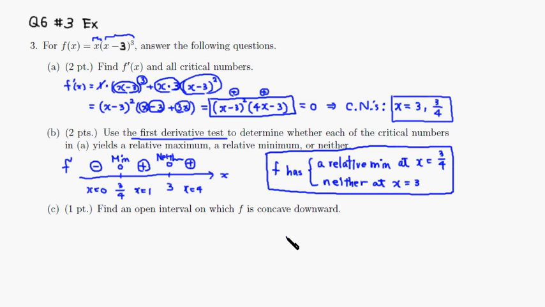Alright, so how about part C? Find an open interval on which f is concave downward. So we're going to have to take another derivative. So we're going to look at the second derivative. So f double prime of x is equal to, so we're going to take the derivative of that. So this is our first guy, this is our second guy, then use the product rule to take the derivative.